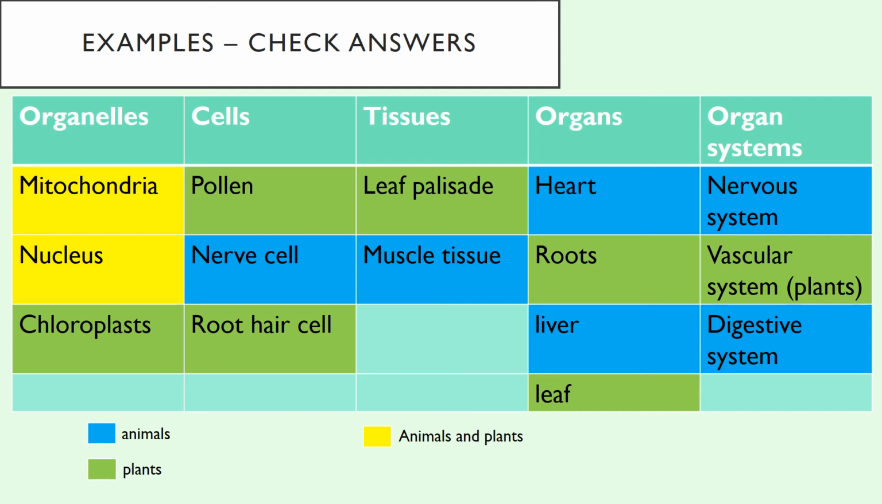For tissues, I've got leaf palisade and muscle tissue. For organs, heart, roots, liver and leaf. And then for organ systems, I've got the nervous system, vascular system, which is the xylem and phloem, which takes water and other nutrients up to the plant, and the glucose that they make back down to where it's needed. And then the digestive system.